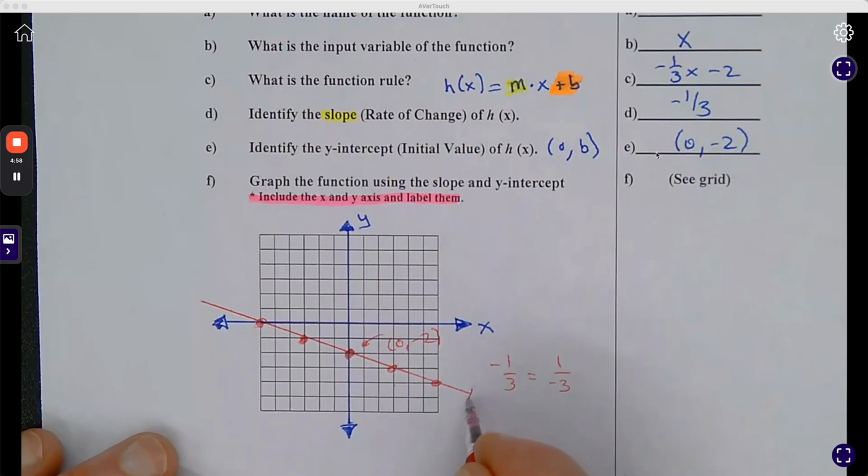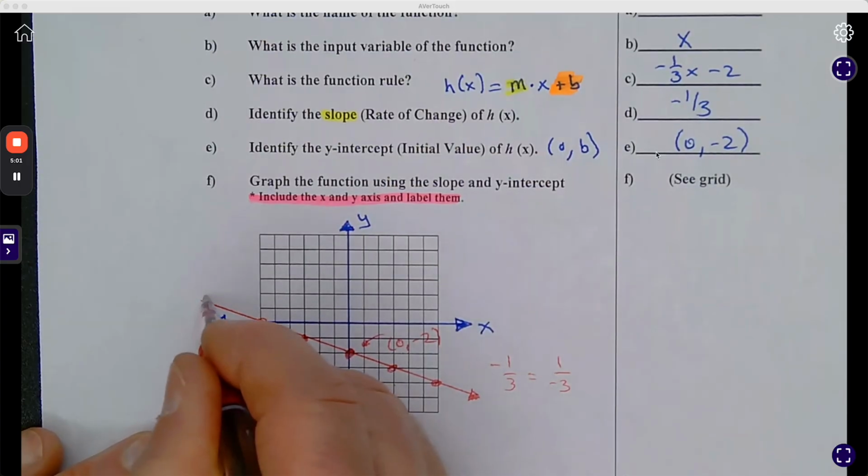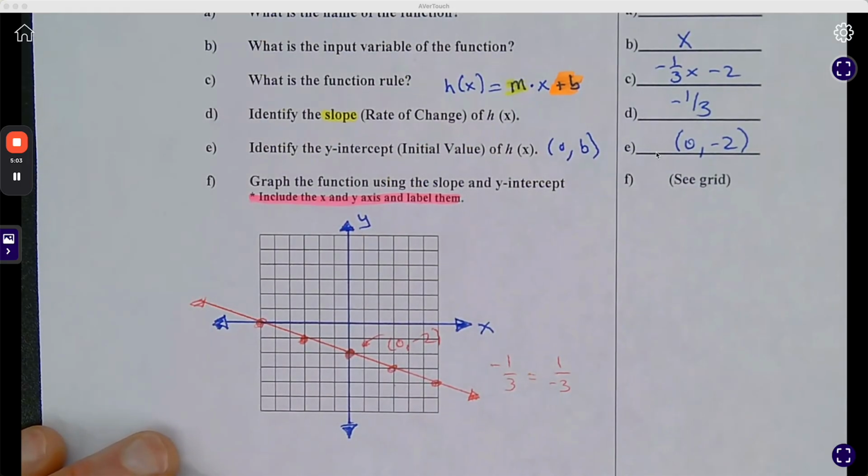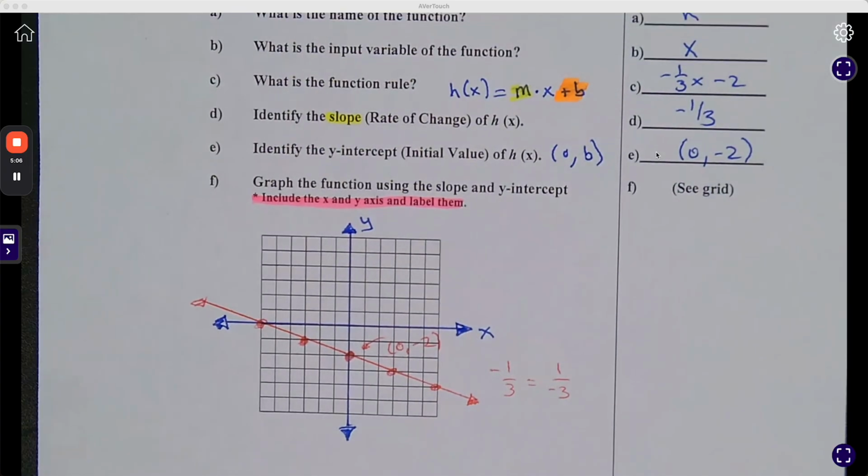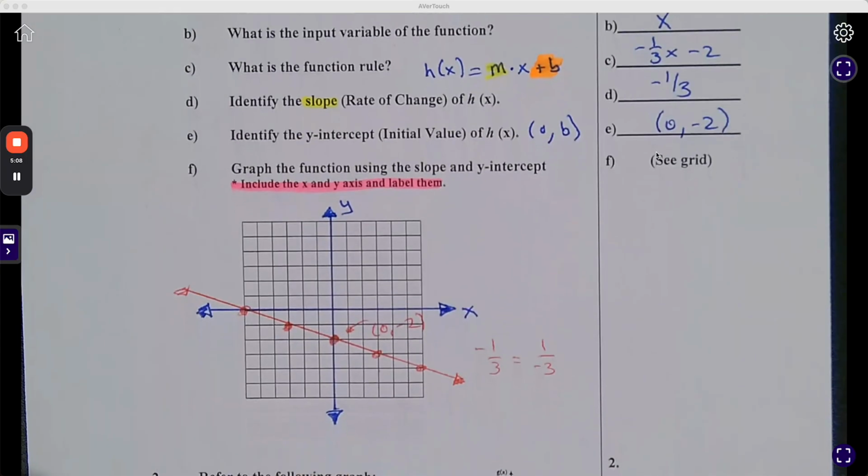Then we put arrows on the ends, because it goes on forever. That's done, my people. Let's get that one right. We can nail that one.